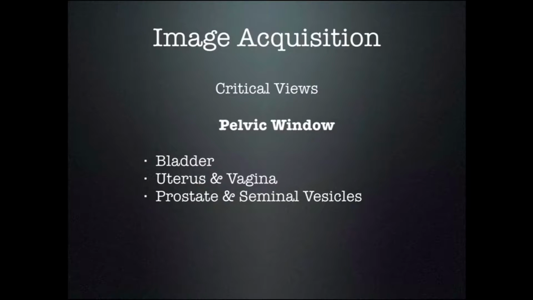The last window is the pelvic window. Here we're going to look for the bladder. We're going to look for fluid around the bladder. You will notice the uterus and vagina in a female and the prostate and seminal vesicles in a male. These can be a little challenging at times, but knowing these normal structures helps you differentiate free fluid from normal structures.